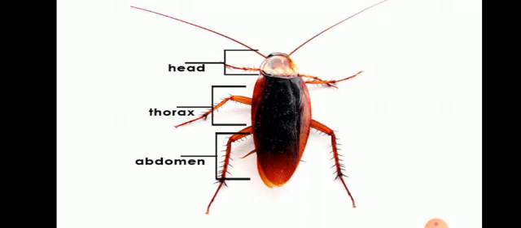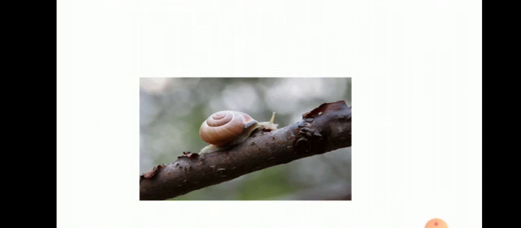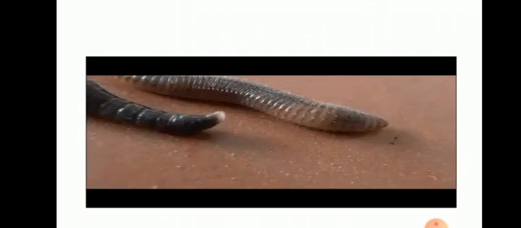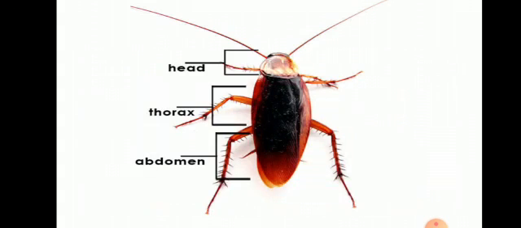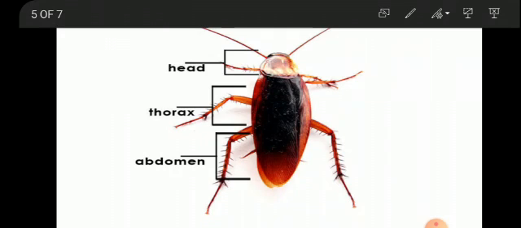So we studied three types of movement. The first one is the earthworm, the second one is the snail, the third one is the cockroach. Next class we will see the fish, bird and also the snake. Okay. Thank you.